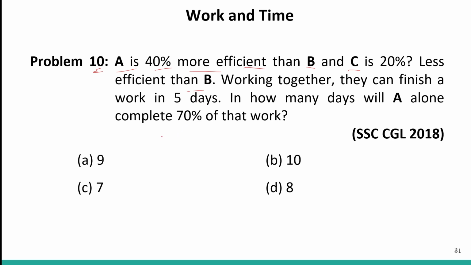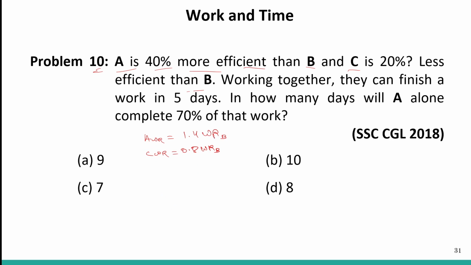Okay, so A is 40% more efficient than B. So A's working rate (AWR) is equal to 1.4 of the working rate of B, right? And C is 20% less efficient, so CWR is equal to 0.8 of the working rate of B. Working together, they can finish the work in 5 days. So what will be their working rate if they work together?